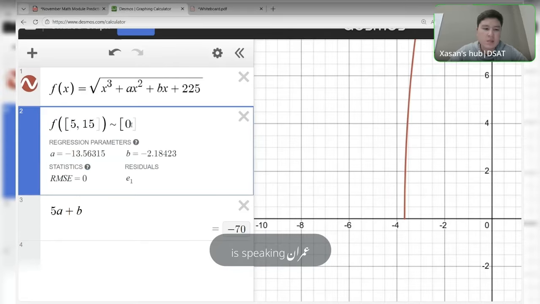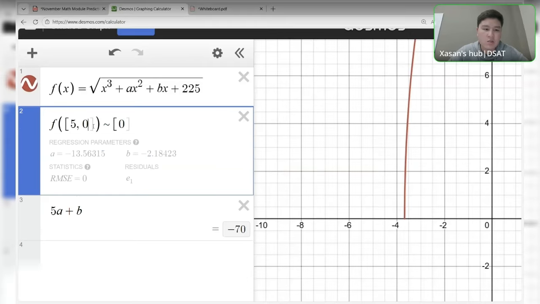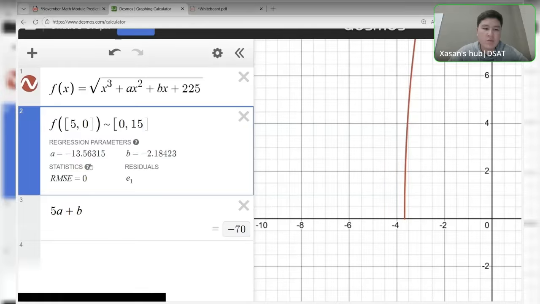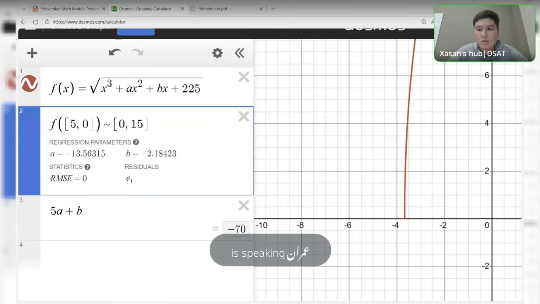Yeah, of course. You can just use 0 here and then 15, but still we'll get the same answer. Correct. Thanks.